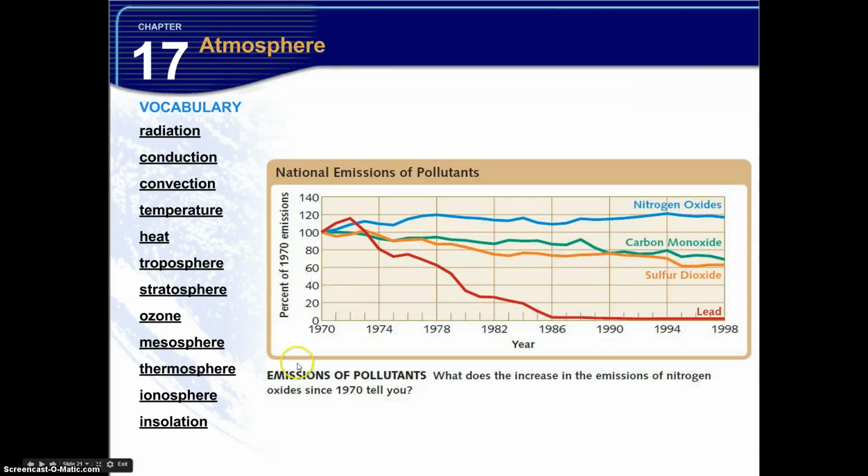Natural emissions and pollutions. This shows emissions of pollutants, and it can tell you what's happening with each of the 4 different types of pollutants from 1970 up until 1998. Some of these pollutants have an effect on the atmosphere. This effect is called the greenhouse effect.